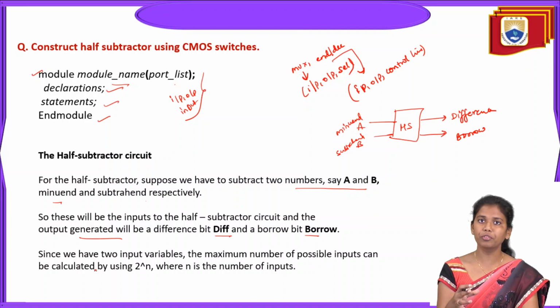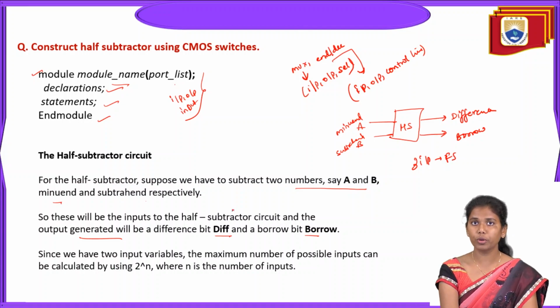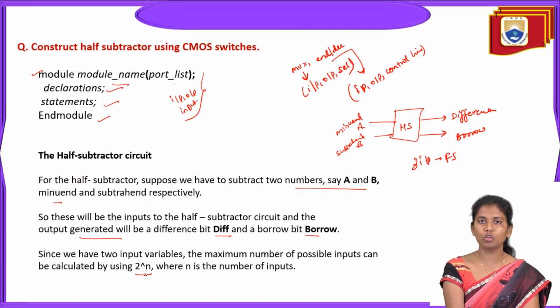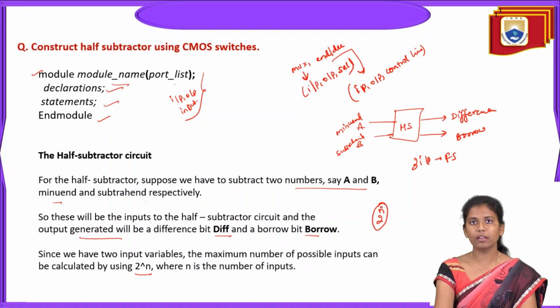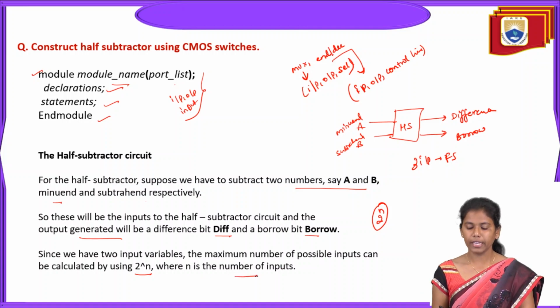A full subtractor considers three inputs. Here you have two inputs as in a half subtractor. The maximum number of possible input combinations can be calculated based on 2 power n, where n is the number of inputs. Based on this calculation, we can consider the number of inputs.